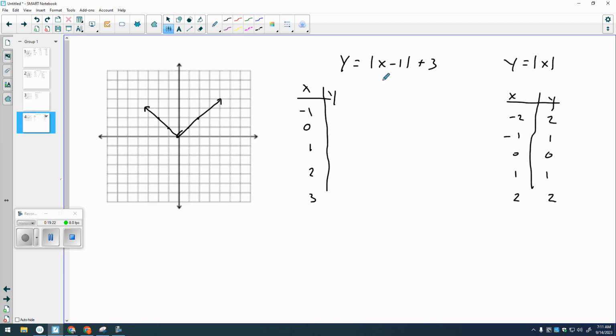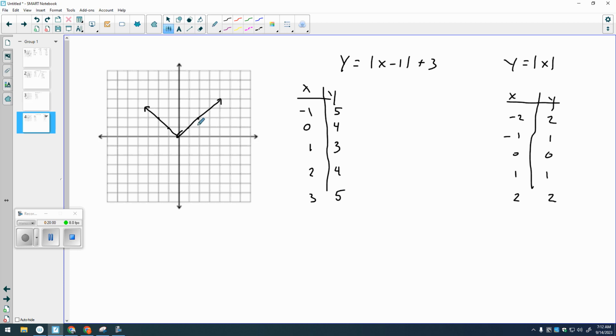Plugging in 1, I get 0 plus 3. Oh, it happened again. I still get that same relationship. Whatever's out here comes right here at the vertex. Okay, when x is 0, the absolute value of 0 minus 1 is 1, plus 3 is 4. When x is -1, -1 minus 1 is -2. Absolute value is +2, plus 3 is 5. Looking at this pattern, these numbers should be the same thing. 2 minus 1 is 1, plus 3 is 4, and it is 5.